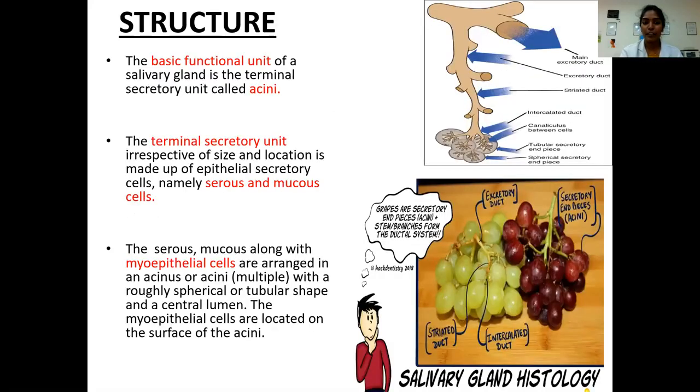The structure of the salivary gland. The basic functional unit of the salivary gland is the terminal secretory unit called the acini.